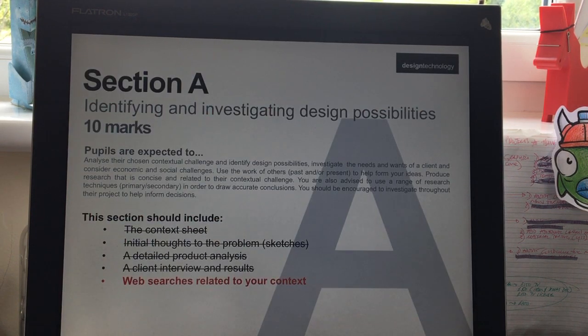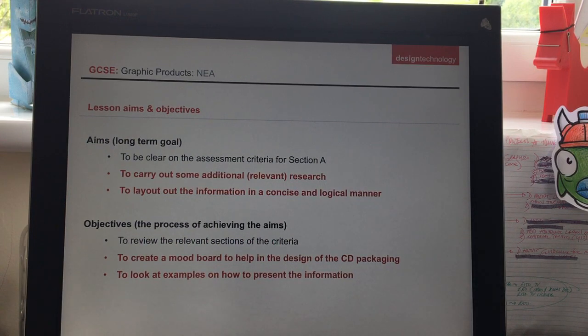we're still using web searches. So this is secondary forms of research. And then we're looking on here at trying to look at some existing CD packaging ideas. So we're looking at the nets really. We're not interested in the surface graphics, it's the nets this time and what they look like in 3D.